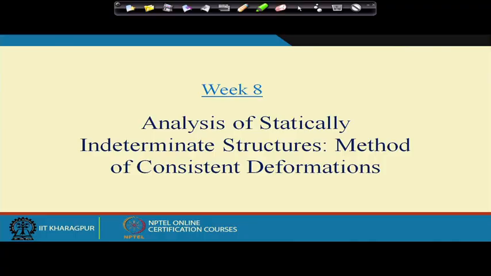What we will be doing this week is applying the method of consistent deformation, at least the concept that we learned in the previous week. We will apply that concept to various structures. This week we will apply the method of consistent deformation to trusses, and next week we will see how the method can be applied to beams and frames.